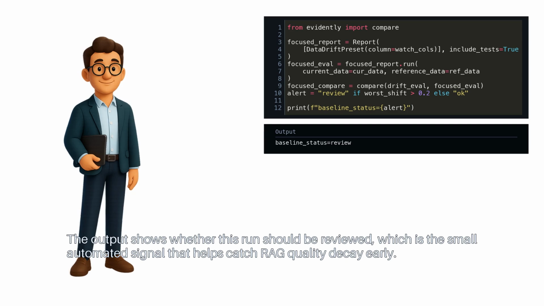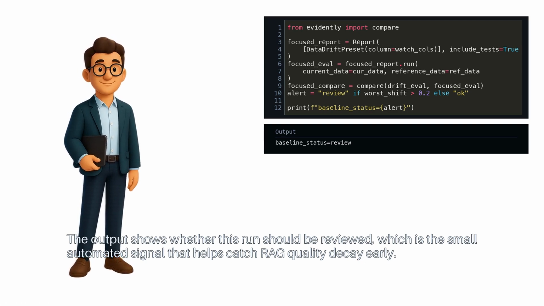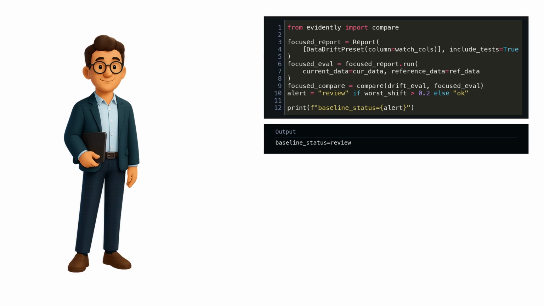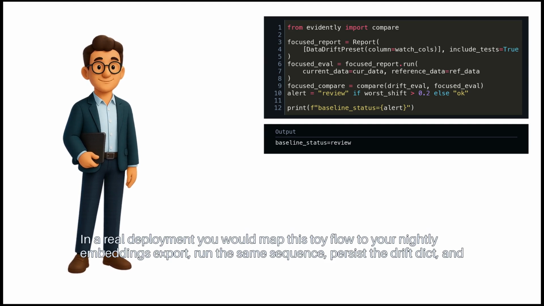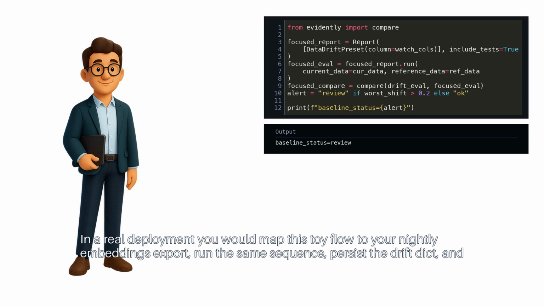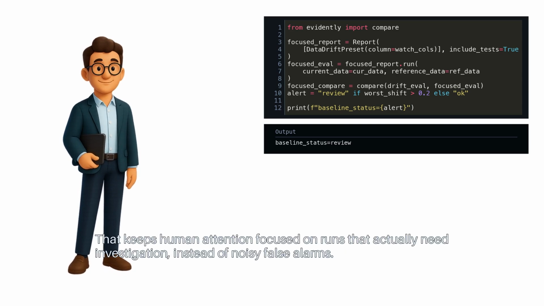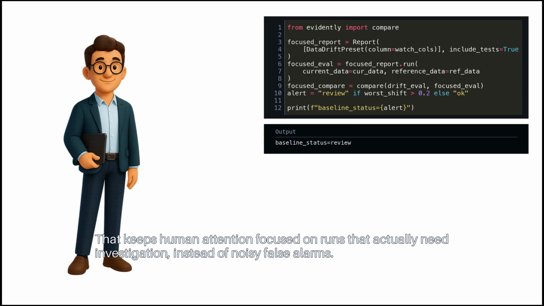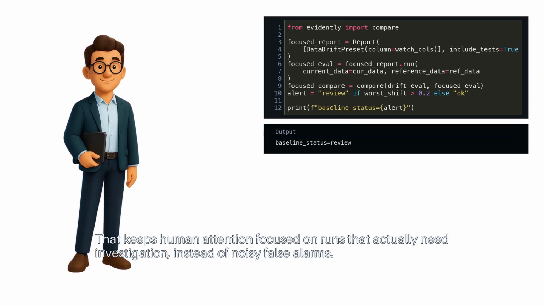The output shows whether this run should be reviewed, which is the small automated signal that helps catch RAG quality decay early. In a real deployment, you would map this toy flow to your nightly embeddings export, run the same sequence, persist the drift dict, and surface any alert to your observability dashboard. That keeps human attention focused on runs that actually need investigation instead of noisy false alarms.